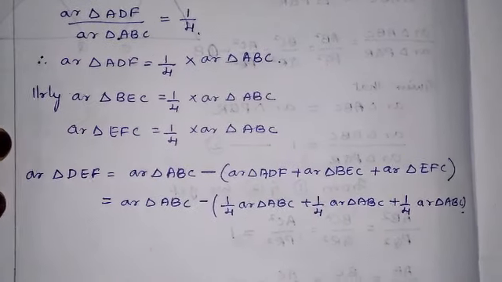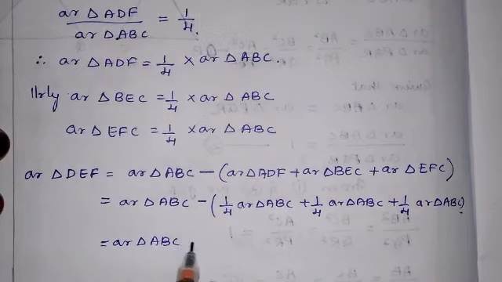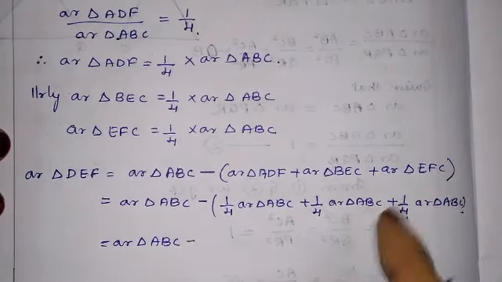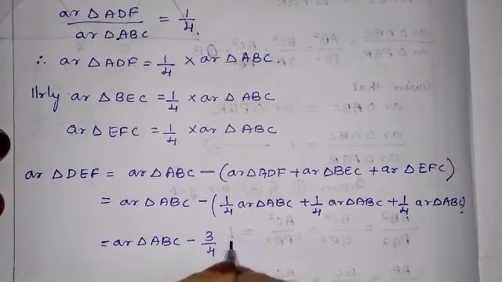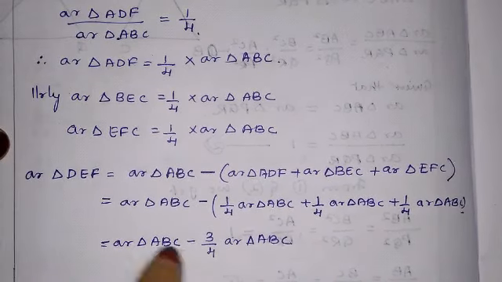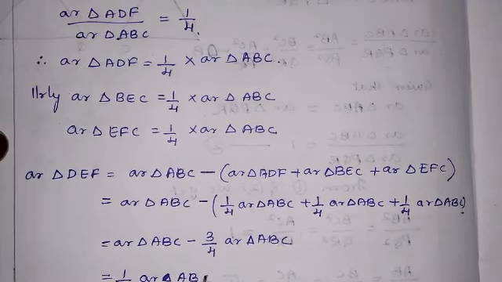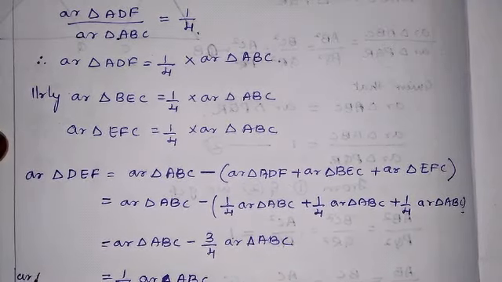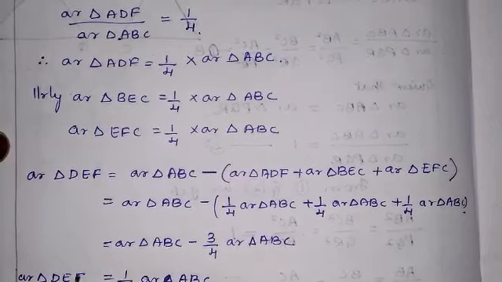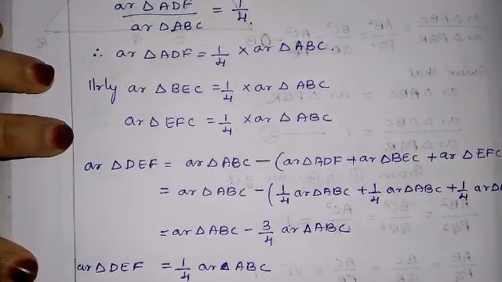Now we can see here, let the area of triangle ABC be as it is, minus 1/4 plus 1/4 plus 1/4, which is 3/4 of the area of triangle ABC. Now from 1, if we remove 3/4, we know it is 1/4. So the area of triangle DEF is nothing but 1/4 of the area of triangle ABC.